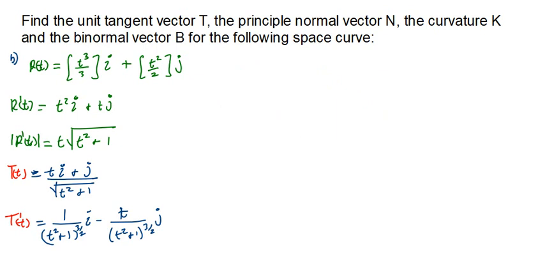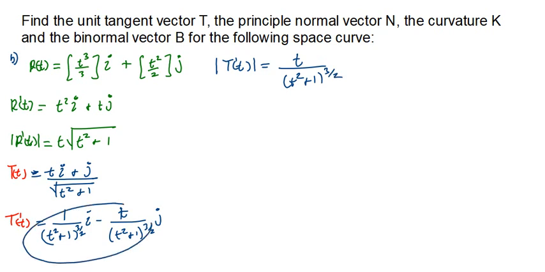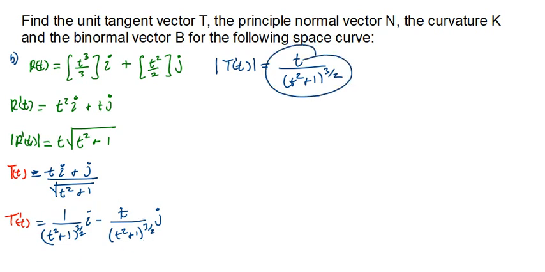What about the magnitude? Of course we need to find the magnitude, because to find the principal normal vector, we have to have the magnitude as well. The magnitude of the first derivative of the unit tangent vector works out to something like t over (t squared plus 1) to the power 3 over 2. Try it out.